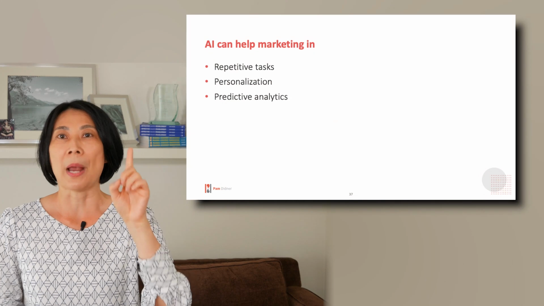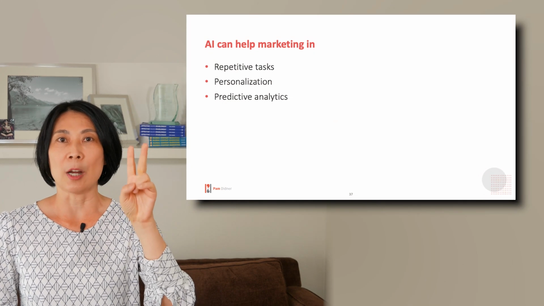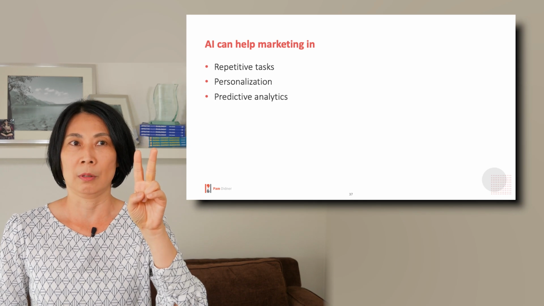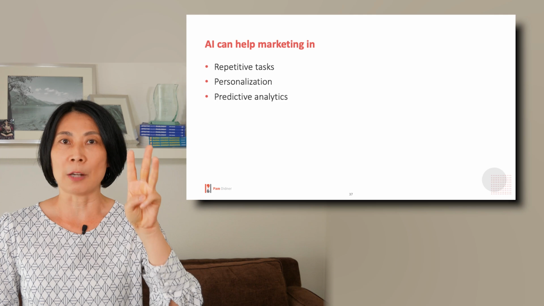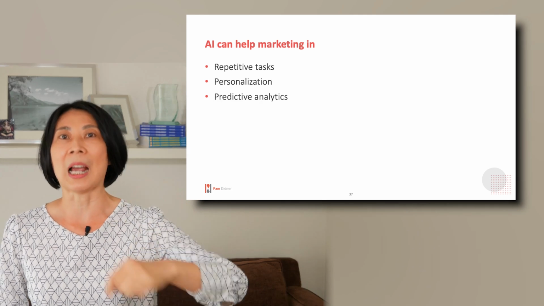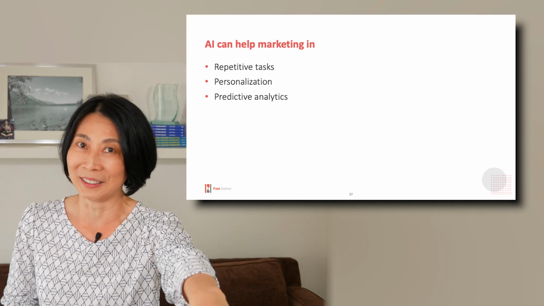So when you are thinking about AI specifically, I want you to think that AI can help marketers in 3 different categories. One is repetitive tasks. Second thing is, can AI help you to do any kind of segmentation or personalization? Number 3 is, can AI do any kind of predictive analytics that helps you predict the outcomes of something that might happen in the future?